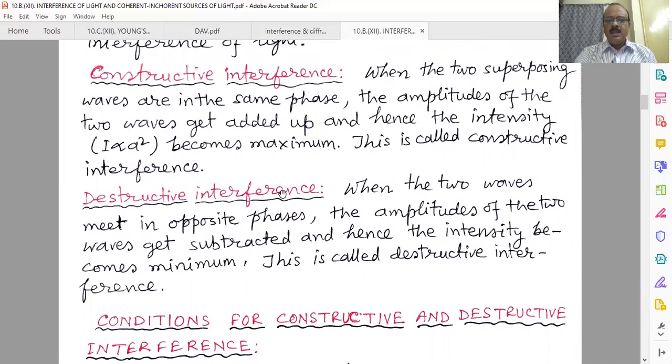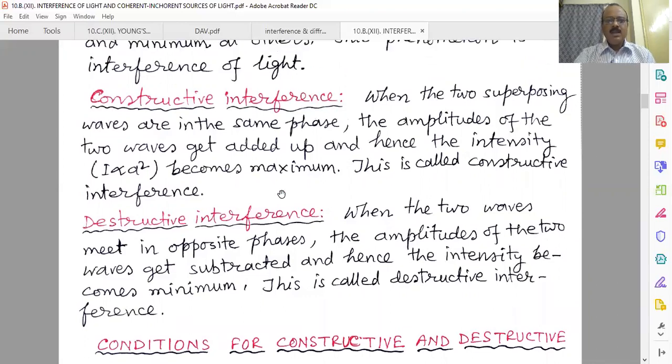That means both constructive and destructive interference take place altogether, and there is no creation or destruction of the light energy. It is one type of redistribution due to the superposition of the two light waves. And this phenomenon is known as the interference of light.